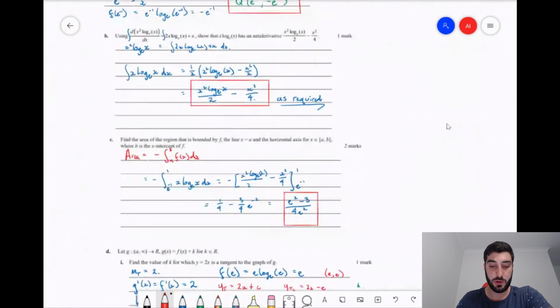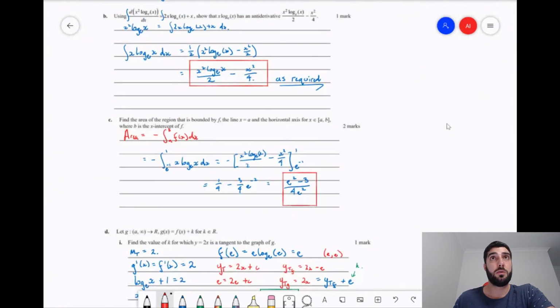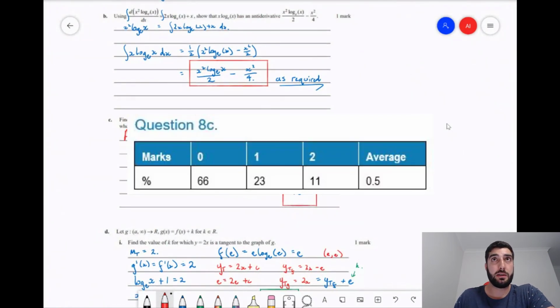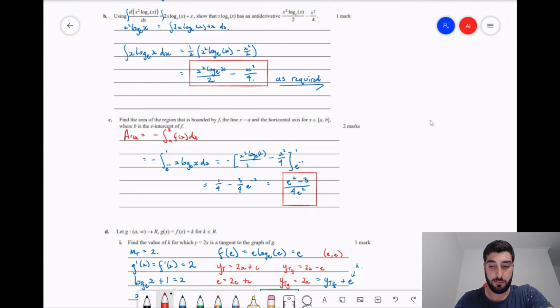8C. Only 11% of the state got the full marks for this one, and about a quarter got 1 mark out of 2. Many students were unsure of which terminals to use for the definite integral and opted to use a generic A and B. And yeah, it mentions that was a common oversight, the fact that the area was below the x-axis. So some people omitted the negative.